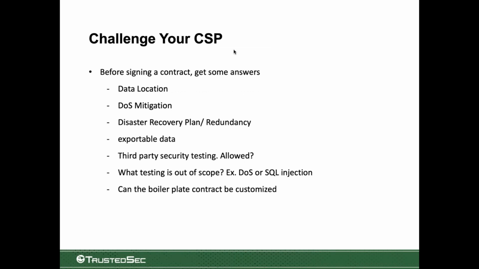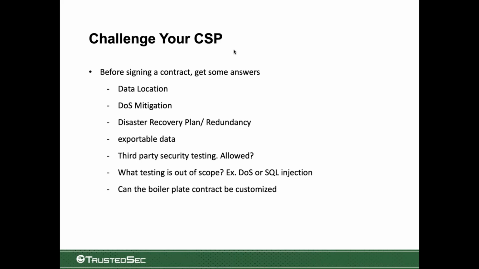So, I encourage people to totally challenge your cloud service provider. I mean, they want your business. There's a lot of people out there. You don't have to take the first cloud service provider that gives you a good deal. Here are some things that I like to get answers to when negotiating in this process.